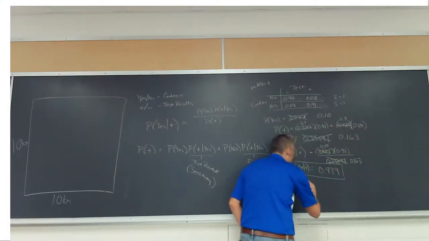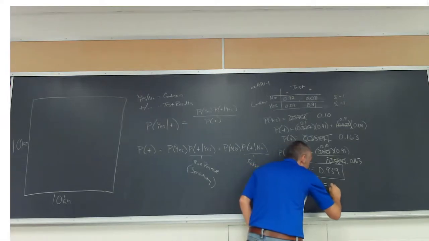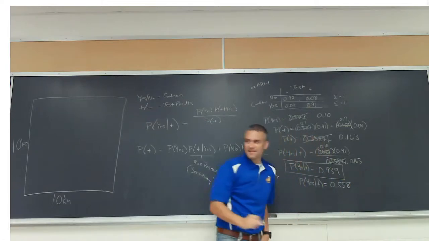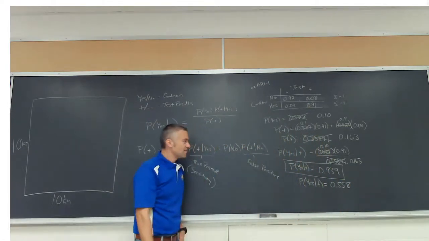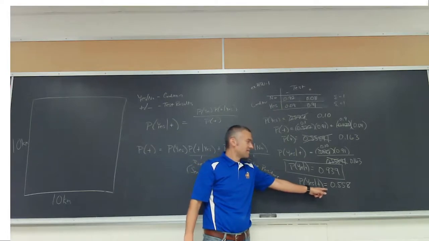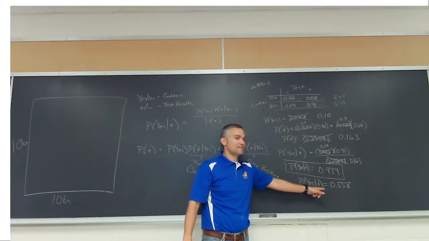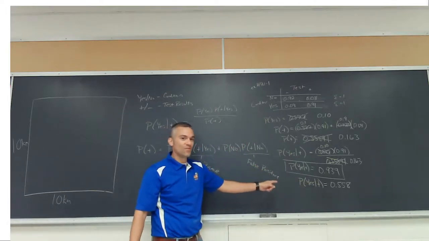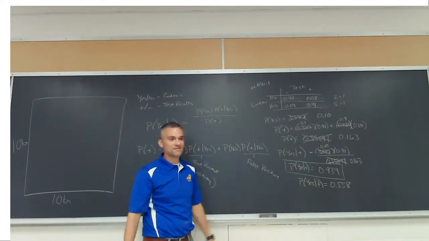Our new probability is 0.558. Look, a huge drop now. You got it, it's 56. That's a 44% chance that you actually don't have it if it comes up positive. Why the big difference?